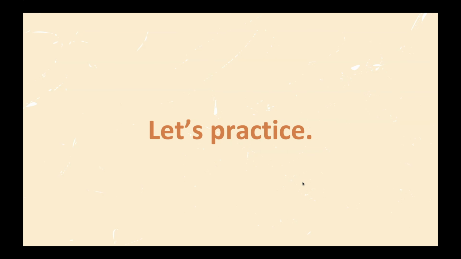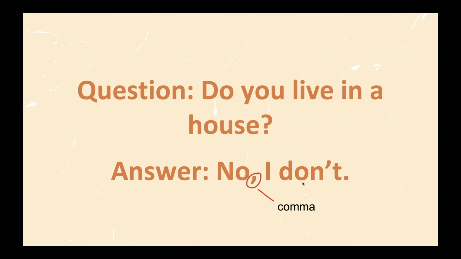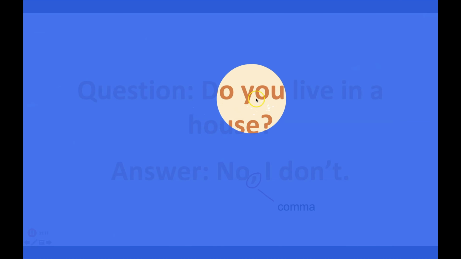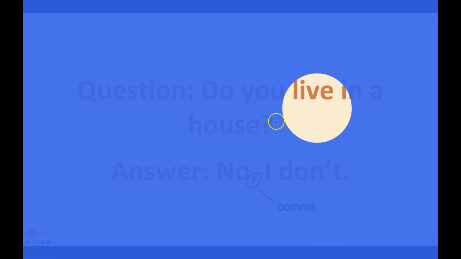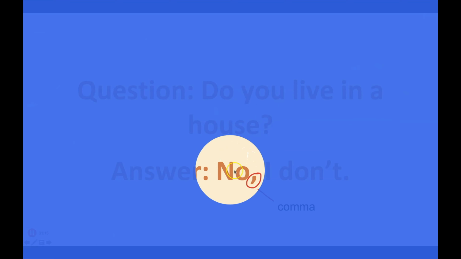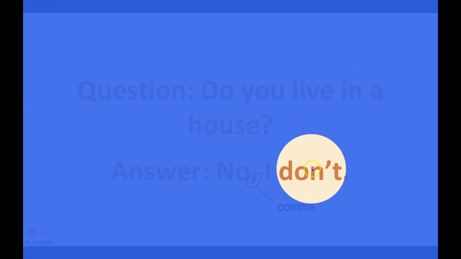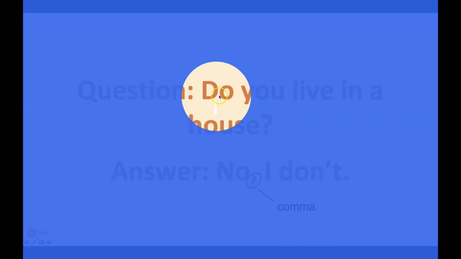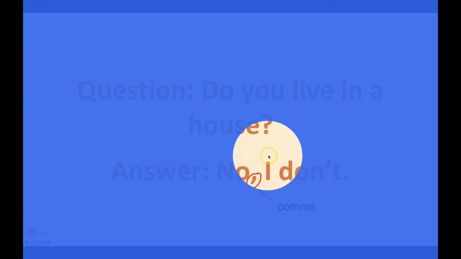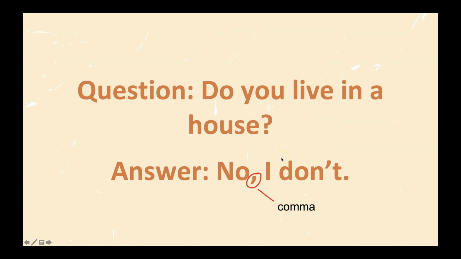Okay, let's practice. Question. Do you live in a house? No, comma, we need this comma, I don't. Do you live in a house? No, I don't.